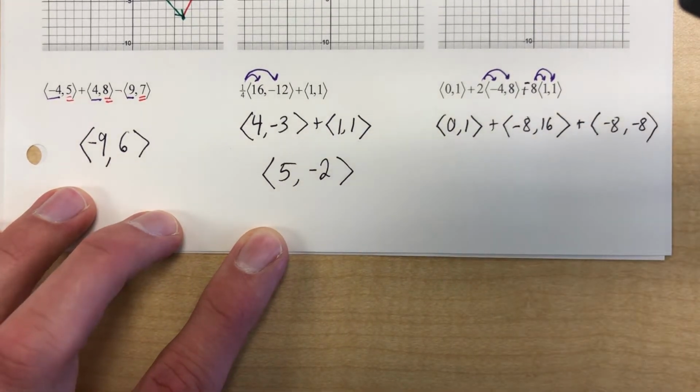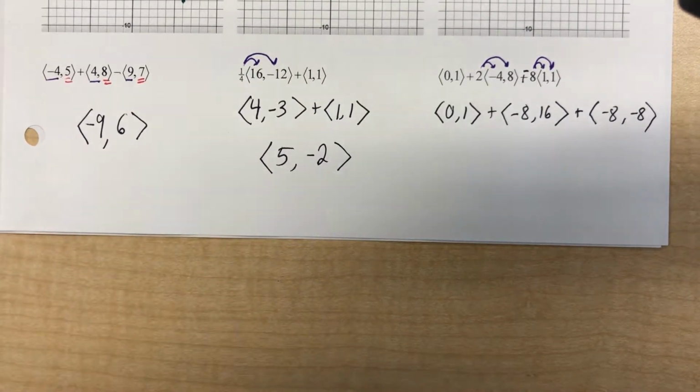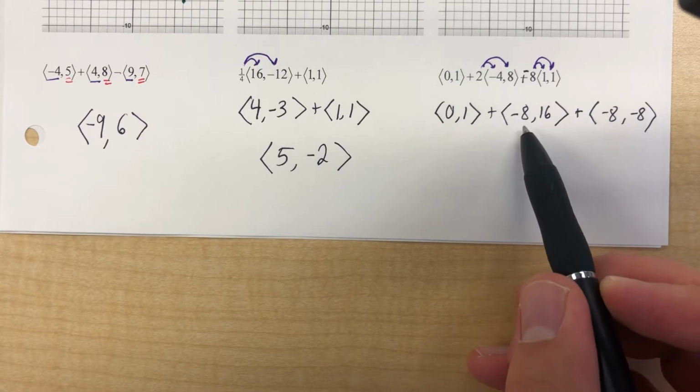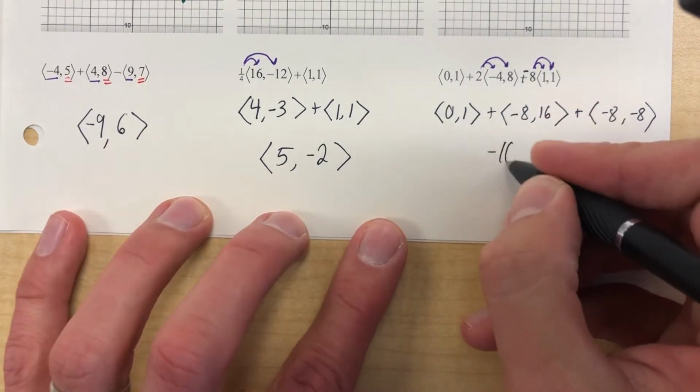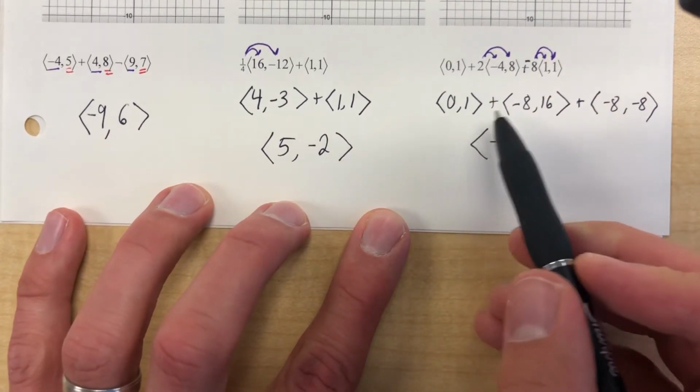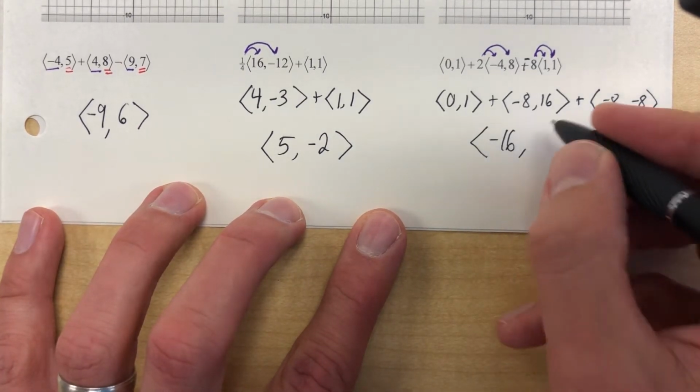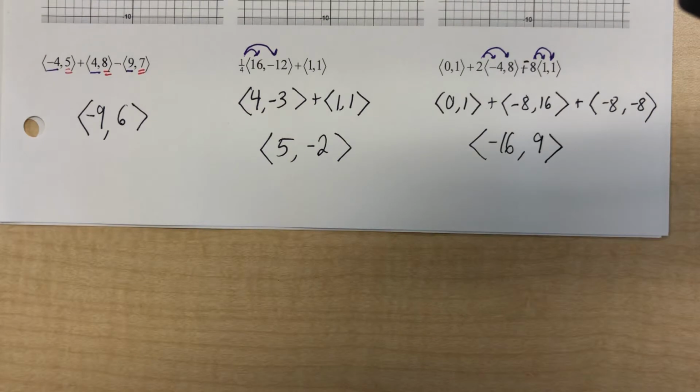And again, the math is not that hard. It's just a lot of steps, and we have to be careful. So 0 plus -8 plus -8. So really -8 minus 8 is -16. And then 1 plus 16 minus 8. That, I believe, would be 9. There we go. All right, we're going to flip the paper over.